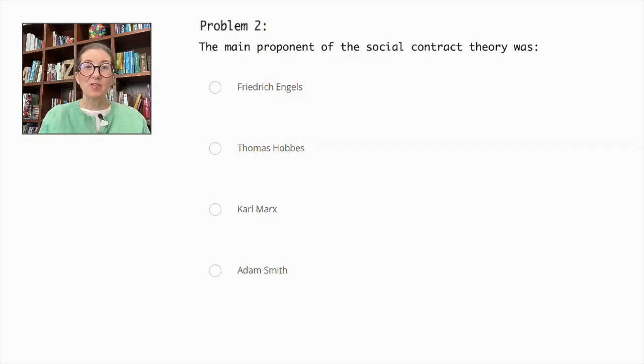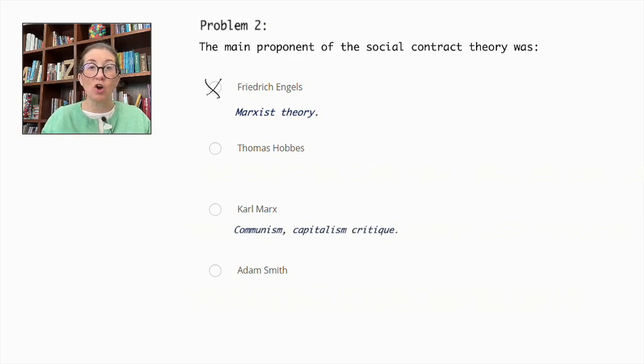Problem number 2. The main proponent of the social contract theory was Friedrich Engels, Thomas Hobbes, Karl Marx, or Adam Smith. Friedrich Engels, along with Karl Marx, was a key figure in the development of Marxist theory, which focuses on class struggle and the critique of capitalism. So we can cross Friedrich out. Karl Marx is known for his work on communism and his analysis of the capitalist system. So Karl Marx is out as well.